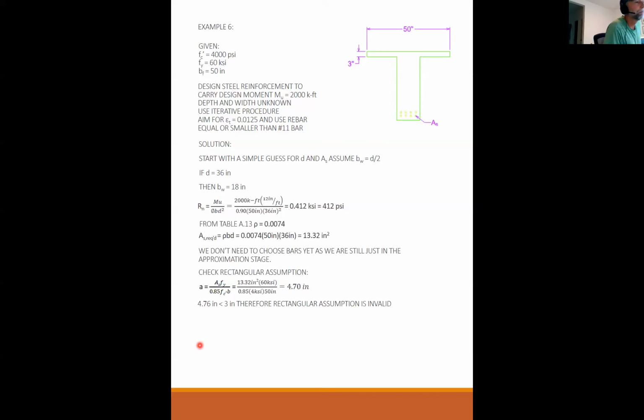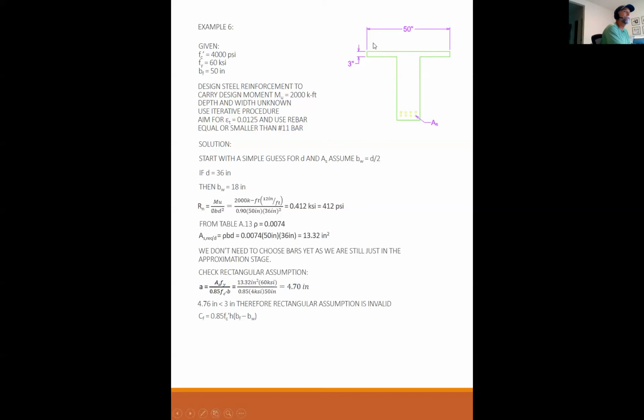There's a typo. 4.76 inches is not less than 3 inches, it's actually greater than 3 inches. So therefore, the rectangular assumption is invalid. I got a typo there. So now I have to consider it as a true T-beam. If it is a true T-beam, then all of the flange is going to be activated.